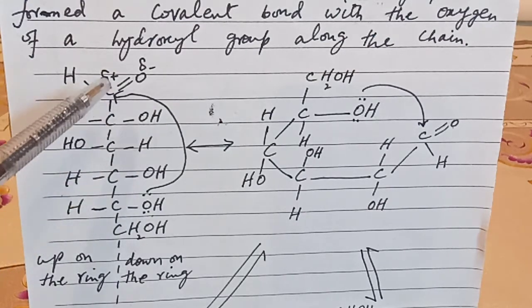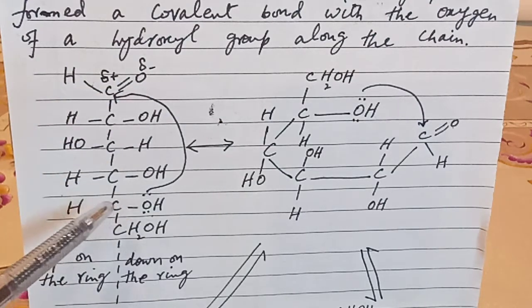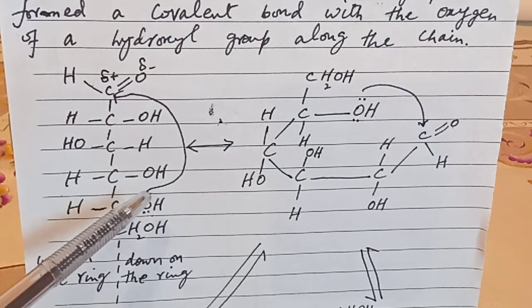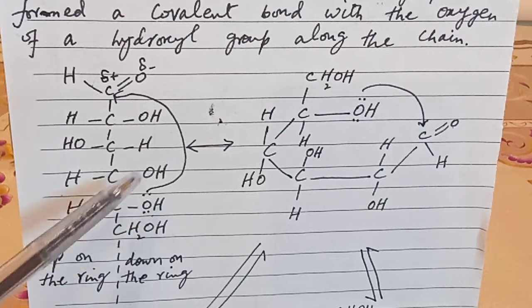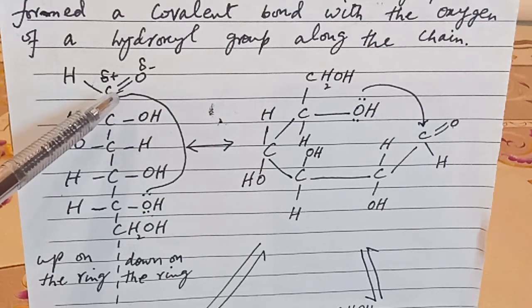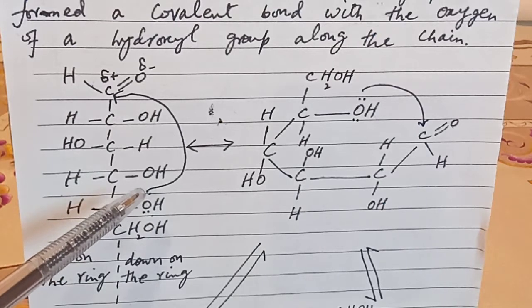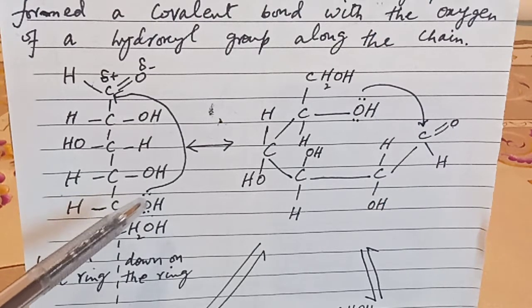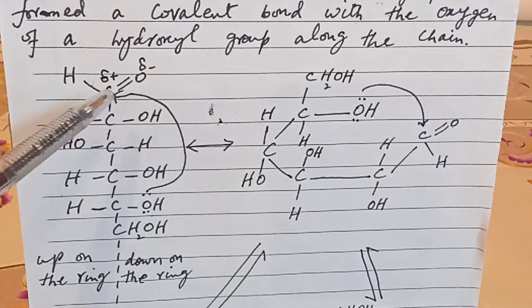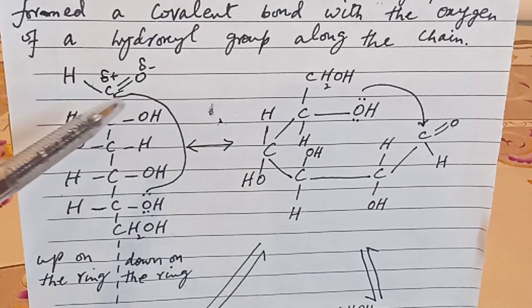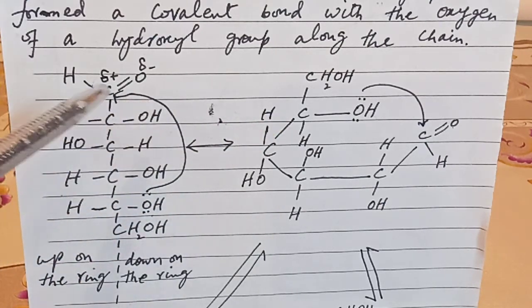This is a positive charge, negative charge. This is the alcoholic group in which the two lone pairs of electron upper side and lower side. So the carbonyl group will attack these lone pairs of oxygen, lone pairs of electrons of oxygen. Therefore, this will form the hemiacetal linkage in between the carbon number 1 and 5.